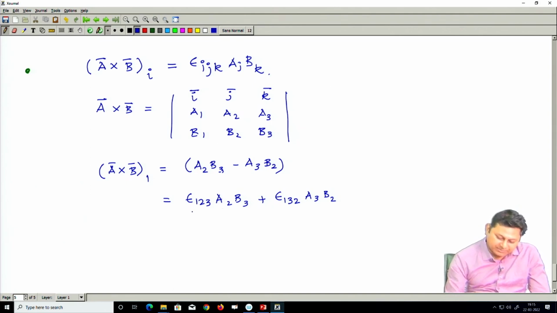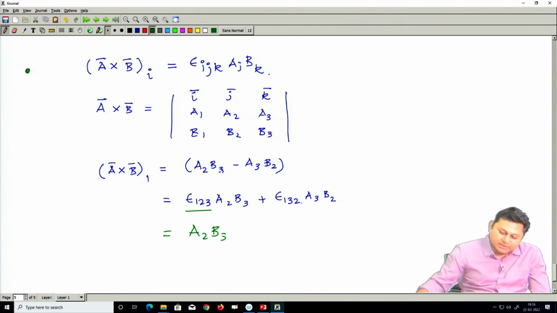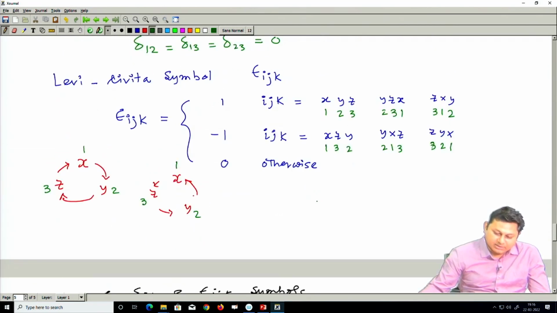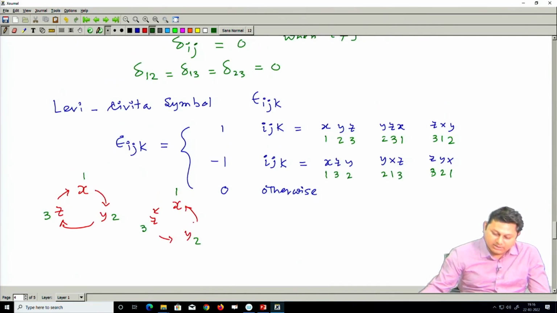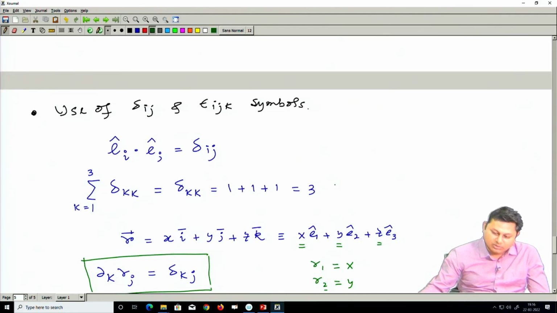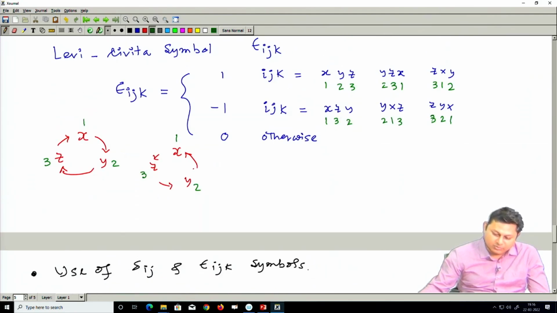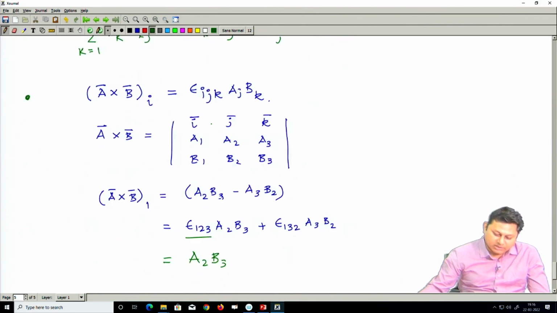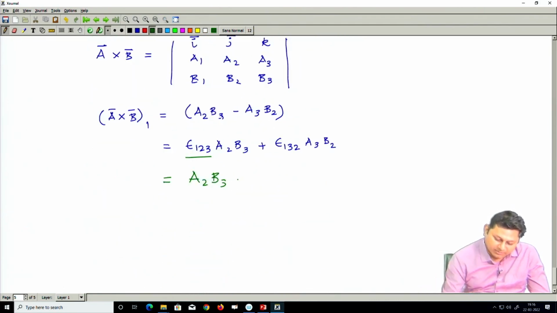Now, if you look carefully, epsilon 1 2 3 is plus 1. So, I should have simply A 2 B 3. What about epsilon 1 3 2? If you go back here and check, epsilon 1 3 2, this first one, this value is minus 1. So, if I put that minus 1, it should be simply minus A 3 B 2, which we already had here.